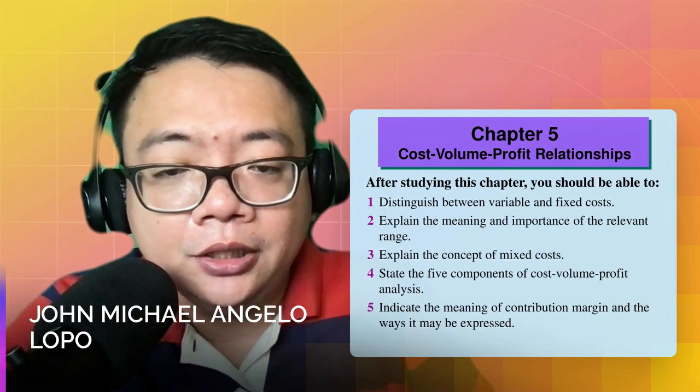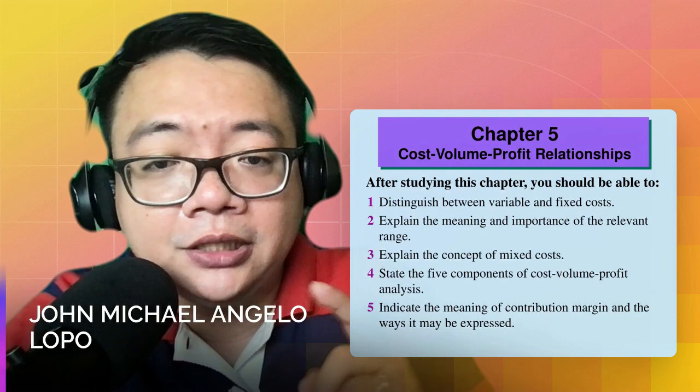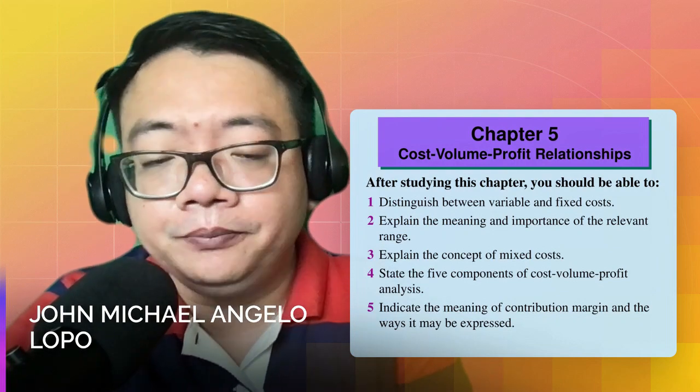Alright, so number 1 is to distinguish between your variable and fixed costs. And number 2, explain the meaning and the importance of the relevant range. And number 3, explain the concepts of the mixed costs. So basically, in this video, I will discuss only 1, 2, and 3.